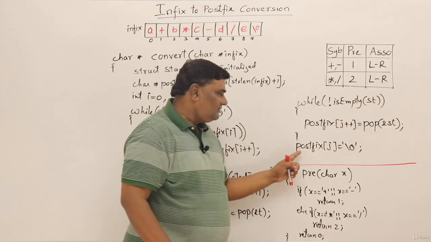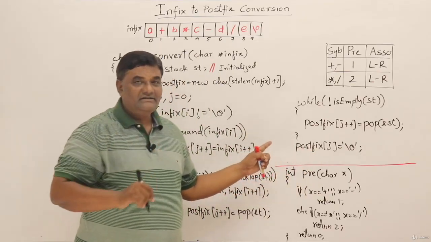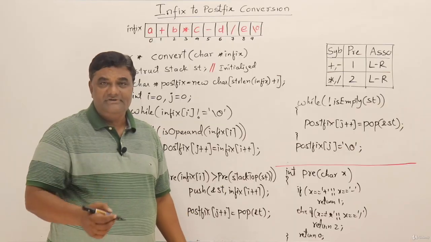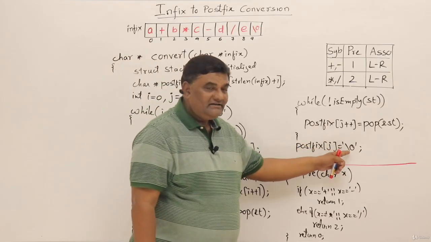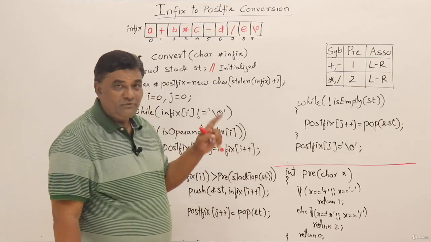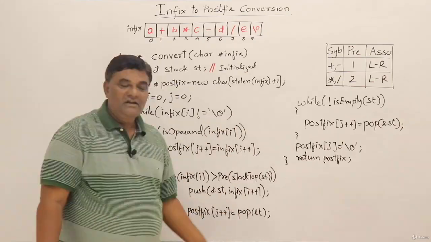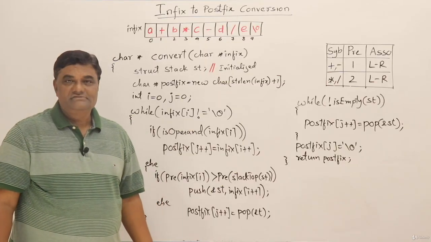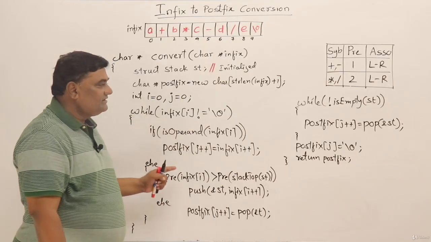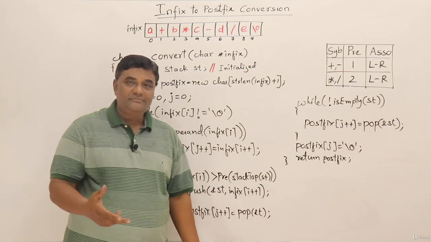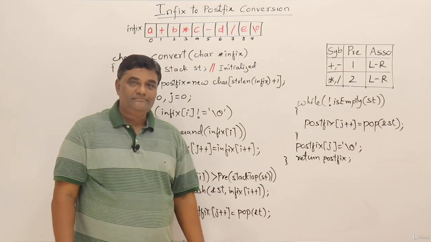Then after copying all, I should add a null character at the end of postfix, because postfix is also a string. String means it must be terminated by a null character. So add a null character. That's all. We got the result. Return that postfix. So finally, postfix is returned, and that is the end of the function. So this function will convert infix to postfix. That's all. This is the program. I will write and run the program and show you.